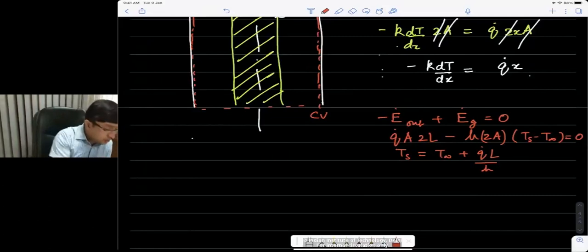Now, let's look at heat or thermal conduction in a radial system. So let's look at a cylinder.